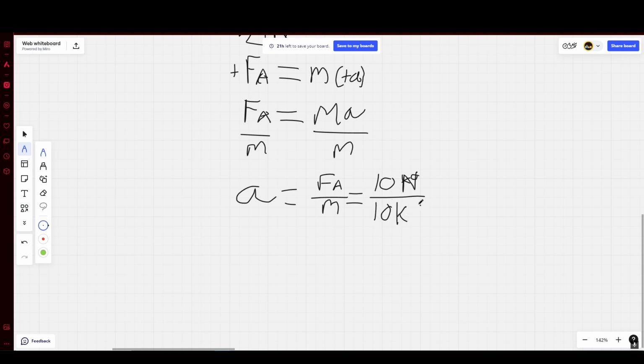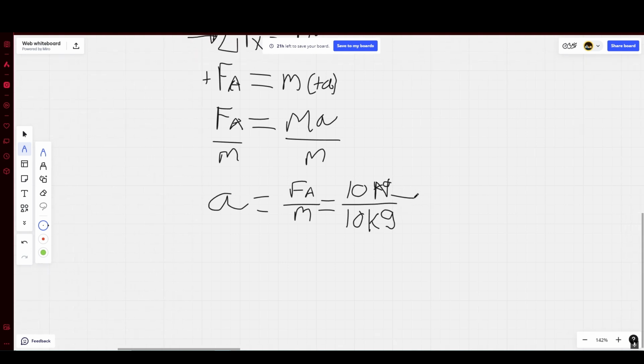Alright. Now if you did dimensional analysis on the units, you would see that the kilograms here cancel out with the kilograms that make up a newton, and you're left with meters per second squared, which are the units for acceleration. And remember to take into account the significant digits. So when we plug this into our calculator, we get 1.0 meters per second squared.